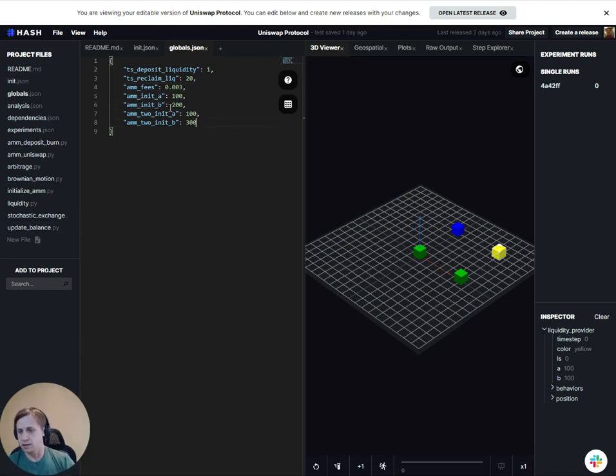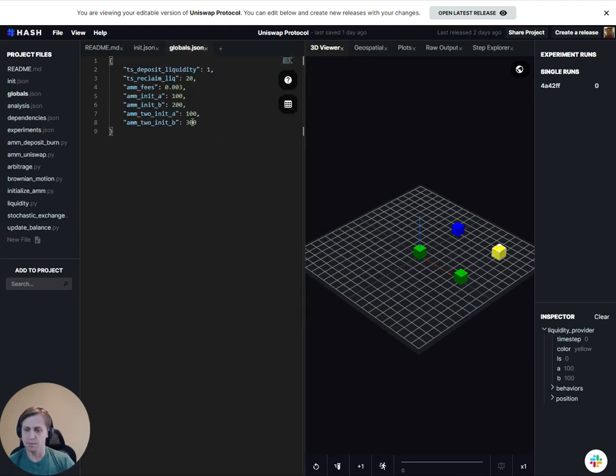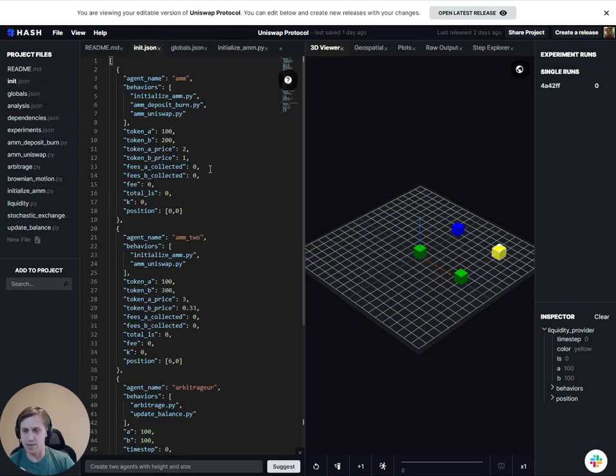And then here are the initial amounts for both agents, which reflect the amount that I've set in init.json as well. If you wanted to do different ones, you could customize it here, and then in the initialize AMM behavior, those will be properly set. The only reason I set them here is to make it a little bit more convenient on the plot as well, so that you don't see sudden jumps.